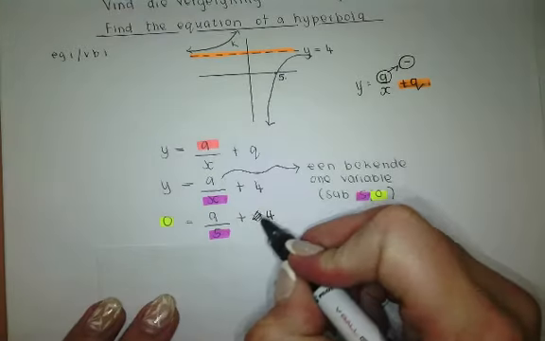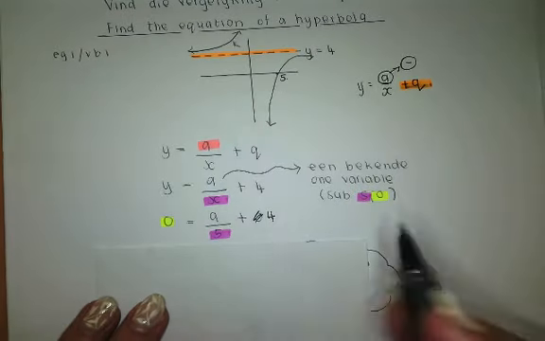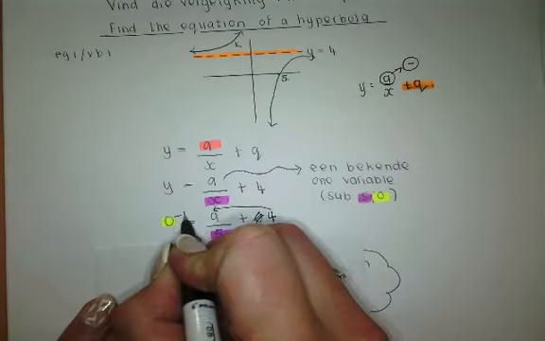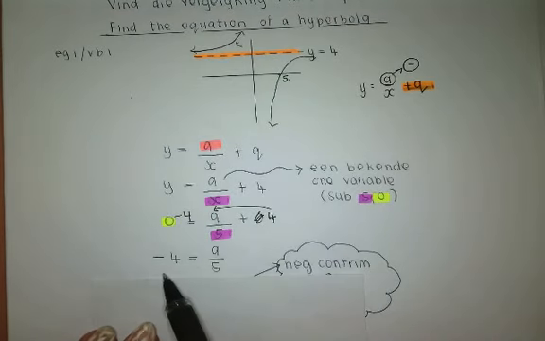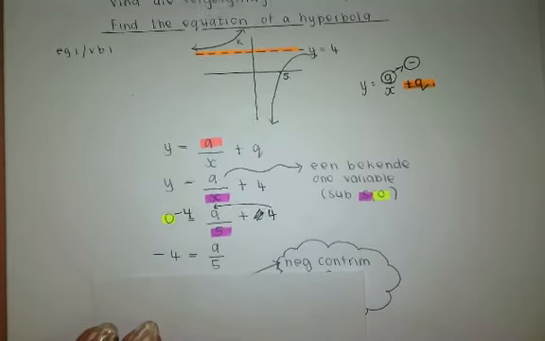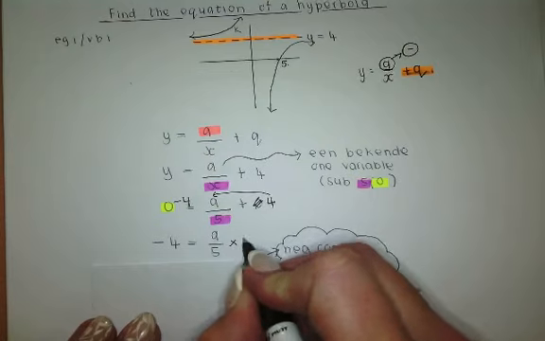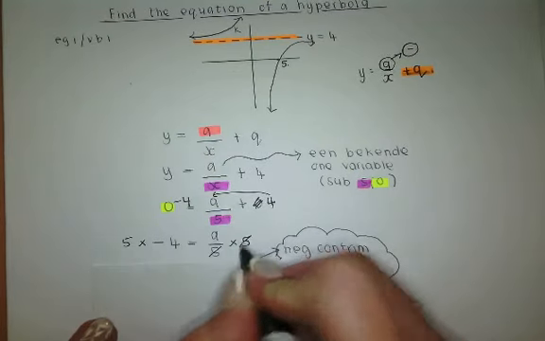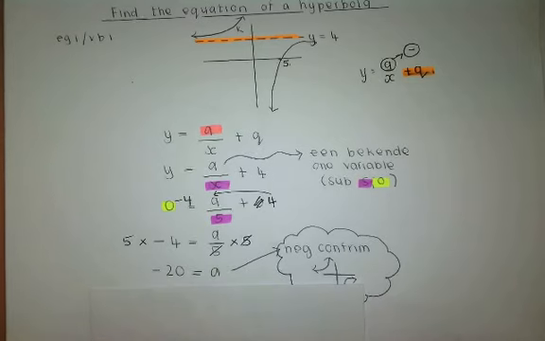Just fix that on your worksheet. This should be a 4, not a 0. We now solve for a. We take this plus 4 over and it becomes a minus 4. So we've got negative 4 on the left and a over 5 on the right. In order for us to isolate a, we are going to multiply both sides by 5. The 5 disappears on the right. a is equal to negative 20.